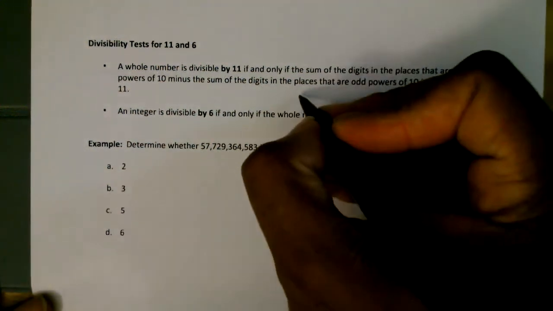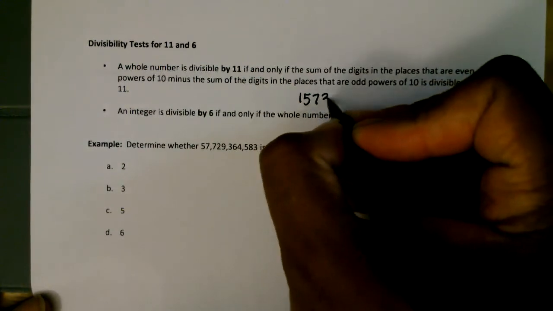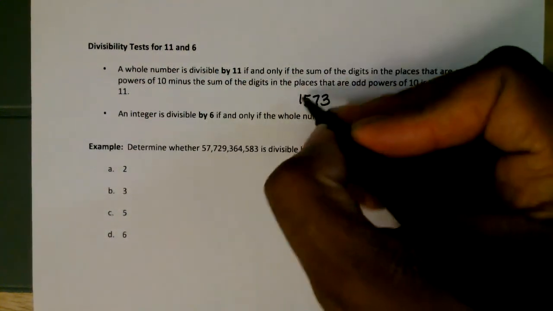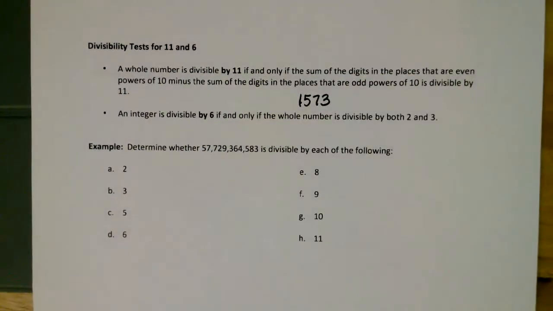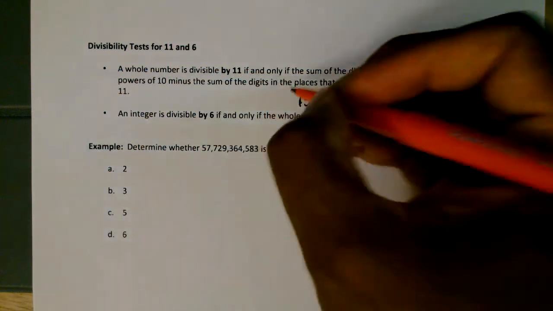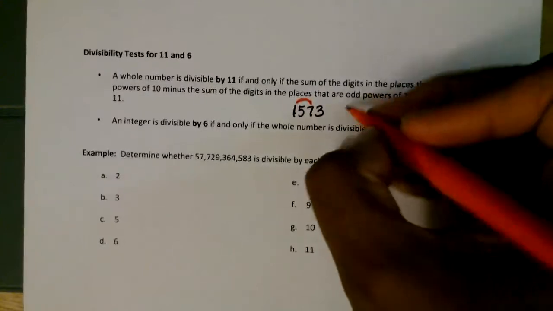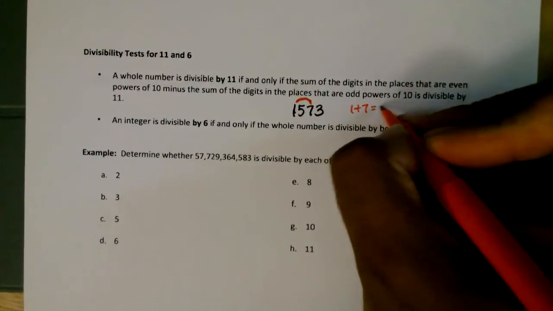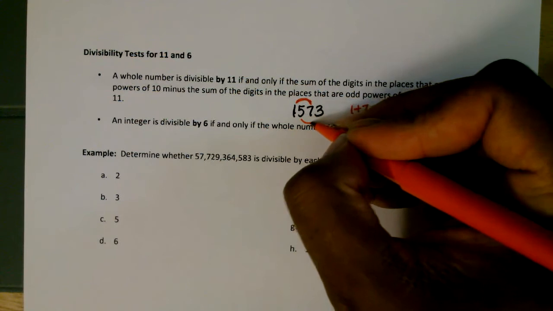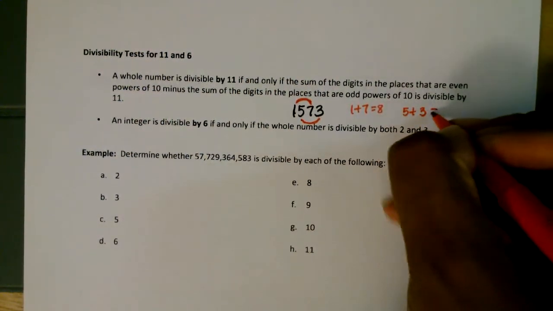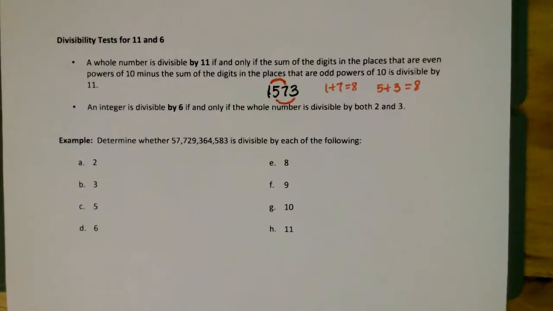Let's try this number, 1,573. And I want to know if that number is divisible by 11 using this divisibility test for 11. So I'm going to add every other digit, like the 1 and the 7. So here, 1 plus 7 is going to be 8. And then I'm going to add the other digits here, the 5 and the 3. 5 plus 3 gives me 8 as well.